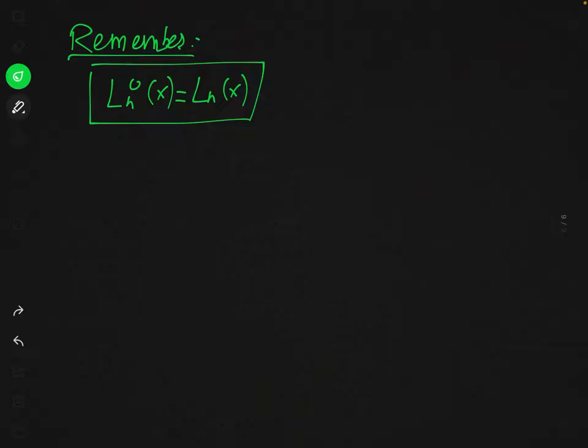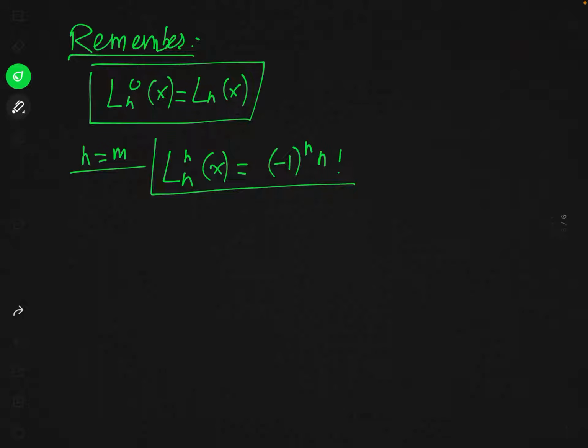Now another important result: if n is equal to m, then the associated Laguerre polynomial, denoted by L_n^n(x), is simply equal to minus 1 raised to the power n, times n factorial. So remember these two results, and then you can easily find the values of some of the associated Laguerre polynomials. Now let us see some examples.